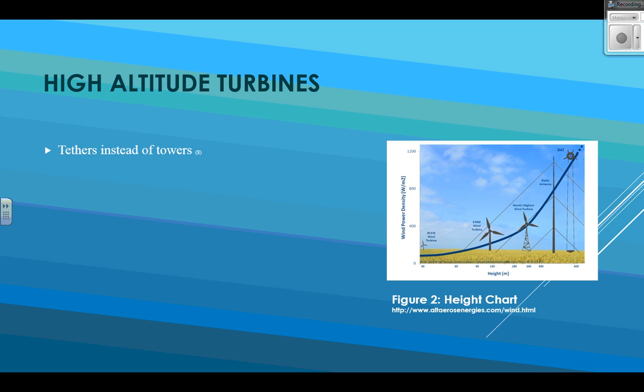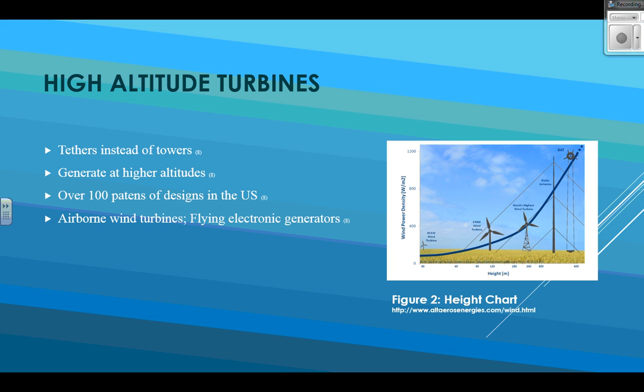They're defined by using tethers instead of towers to have the turbine projected into the air. They generate at higher altitudes. Higher altitudes lead to more power. There's over 100 patents of designs in the US alone. Airborne wind turbines and flying electronic generators are other names of high-altitude wind turbines.